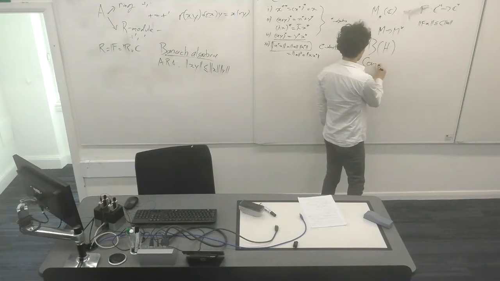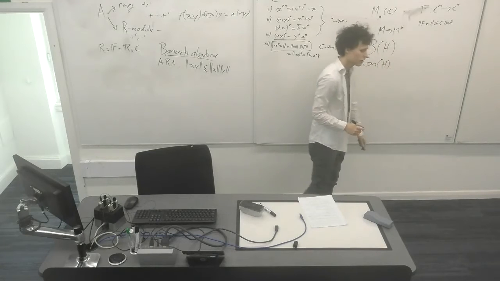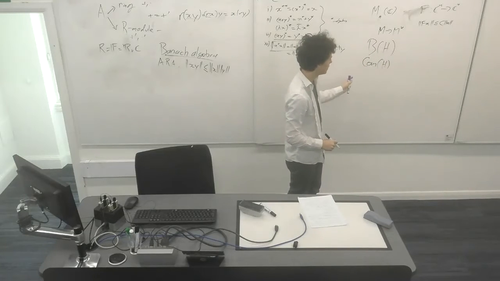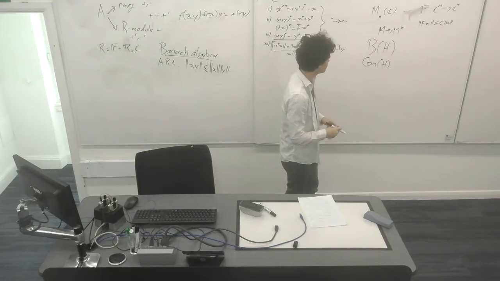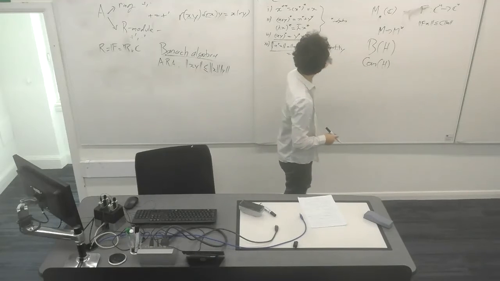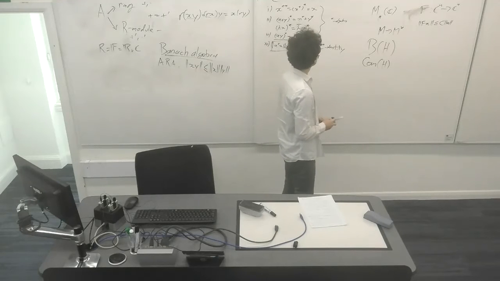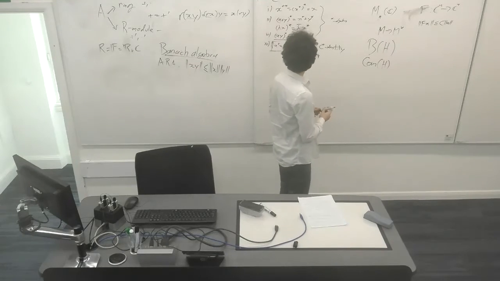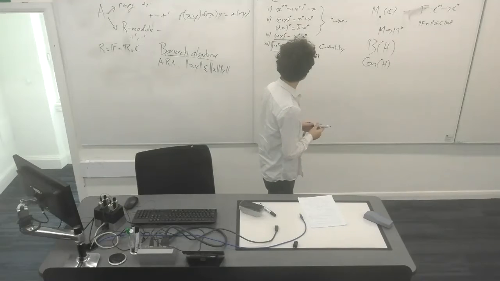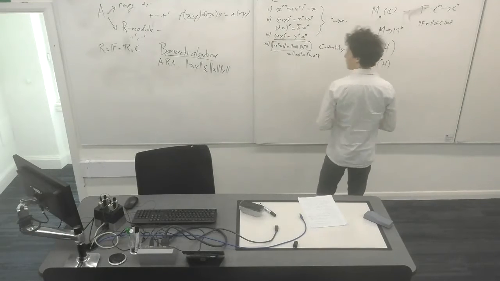and the set of compact linear functionals or linear operators. Both these are C-star algebras, which isn't too impressive by itself. You just define it a certain way. This is where the link really starts coming along.